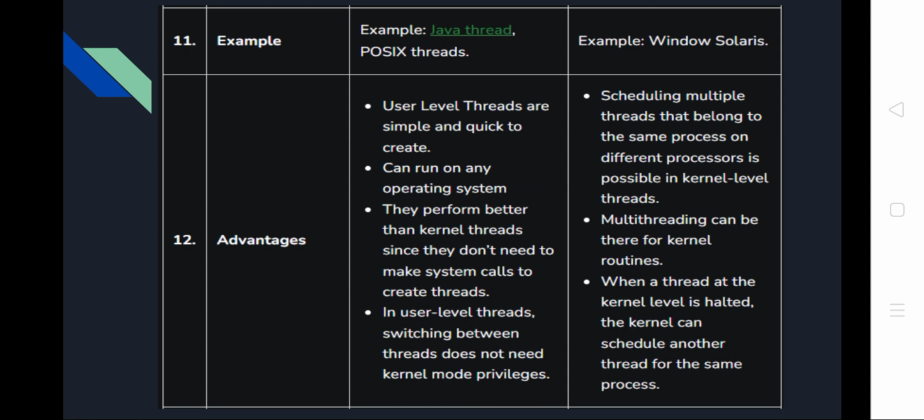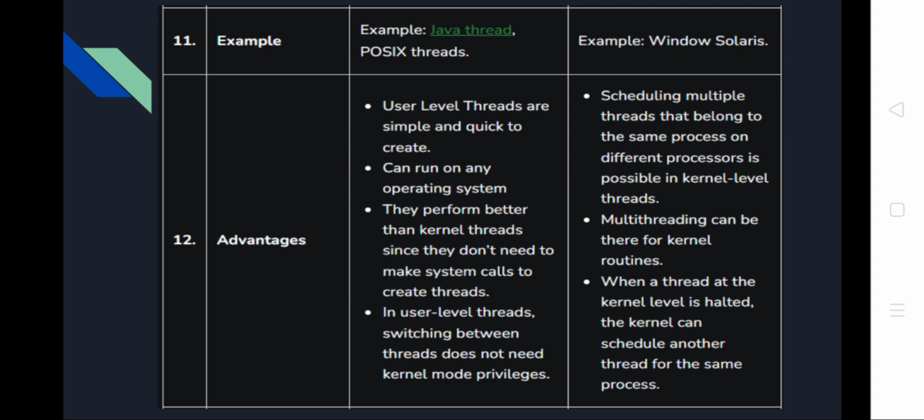And the next is the advantages. There are many advantages of the user level threads. One by one we'll see. The user level threads are simple and easy to create. They can run on any platform. They perform better than kernel threads since they do not need to make system calls to create the threads. In user level threads, switching between the contexts is very easy. So all these things we have just seen before are collectively given as advantages.